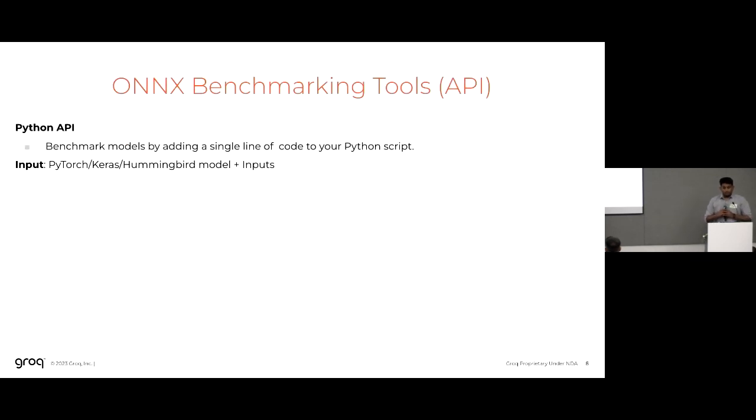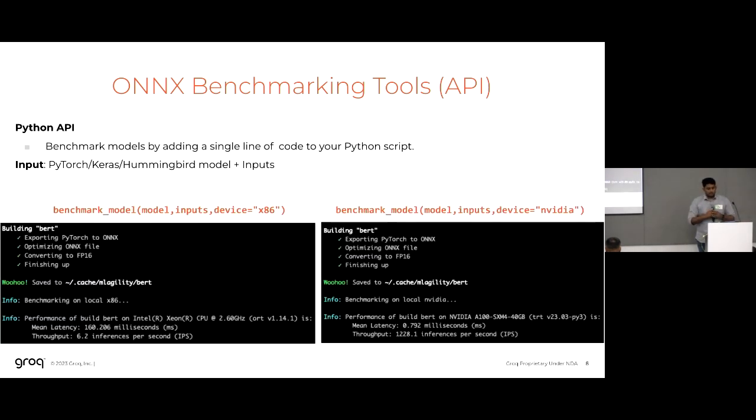And we also provide the benchmarking tools. The first form in which the tool is available is an API, where all you need to do is just add a single line of code to your existing Python script, where the API is called benchmark_model. You just pass it the model instance that you already have, some example inputs, and you get to choose the device from the range of options that I showed.